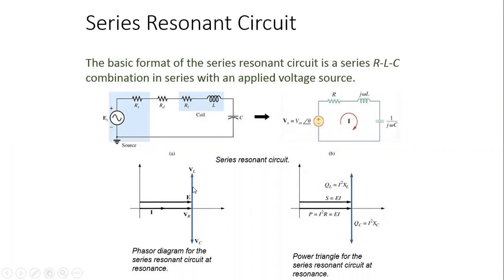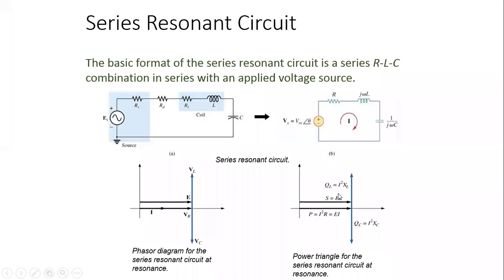Here see V and VL, the voltage drop across the inductor, and the voltage drop across the capacitor, and how the voltage and the current are in phase for the resistor value. Similarly, if you are talking about the power triangle, that is the reactive and active powers.